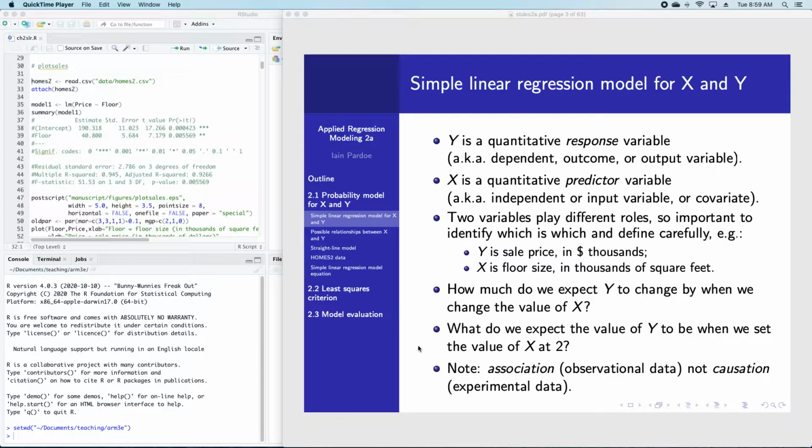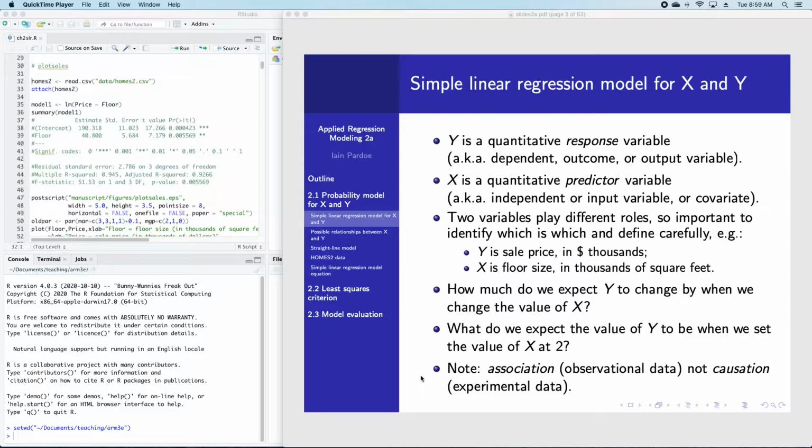And another question is, what do we expect the value of y to be when we set the value of x at 2? So in this context, it's what would we predict a sale price to be for a 2,000 square foot house.